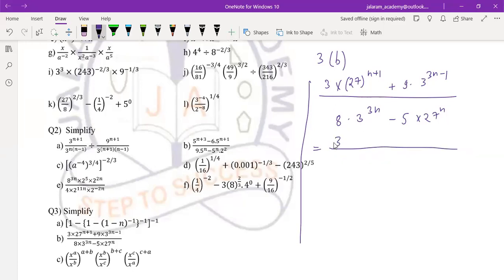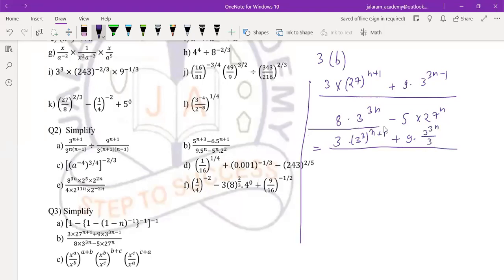So first of all, write 3 as it is. This 27 to the power n, so write it as 3 cube. After prime factorization, we know that 27 is 3 cube and whole to the power n plus 1, plus 9 into, write this 3 to the power 3n minus 1 as 3 to the power 3n upon 3.